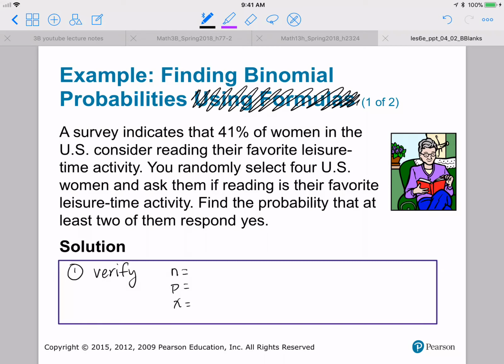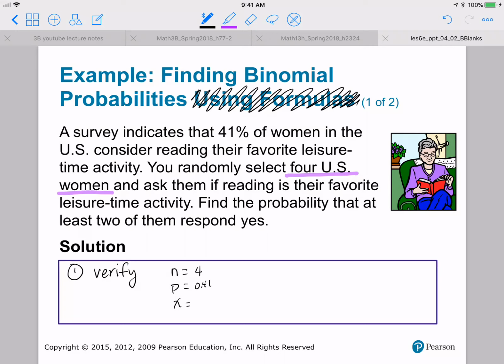So N is going to be 4. How did we get that? Because what is a trial? A trial is asking a U.S. woman, right, 4 U.S. women, if reading is your favorite leisure time activity. And the person is going to either say yes, it is, or no, it is not. What is the probability that this U.S. woman is going to say yes?